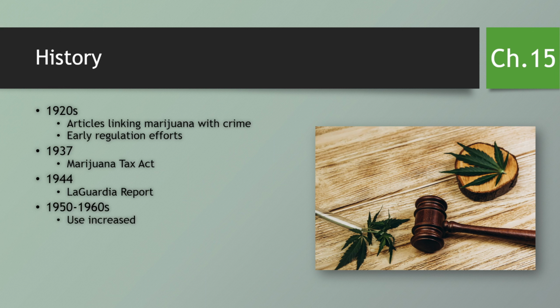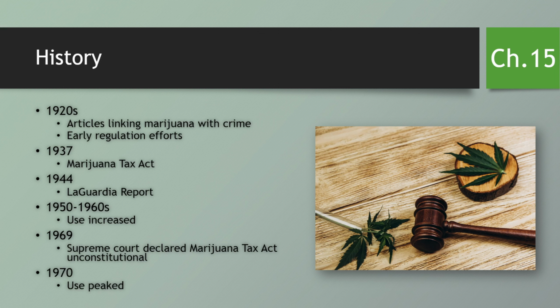In the 50s and 60s, we saw use increase again from this sort of effect, where it became more accepted in society, and again, use peaked around the 1970s. Just before that, the Supreme Court actually declared the Marijuana Tax Act unconstitutional, and so again, some reversal here, which is why we saw that peak around 1970. This was the general popular view of this drug being more positive in nature.